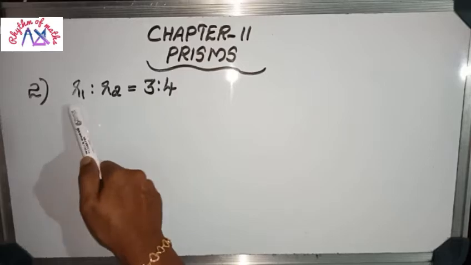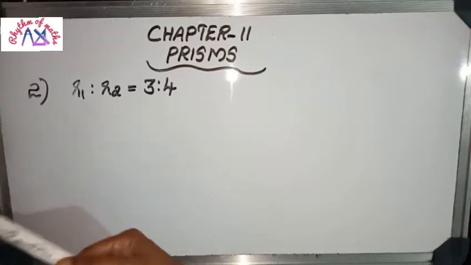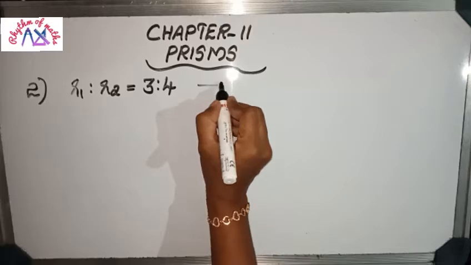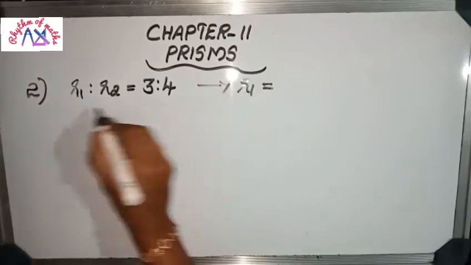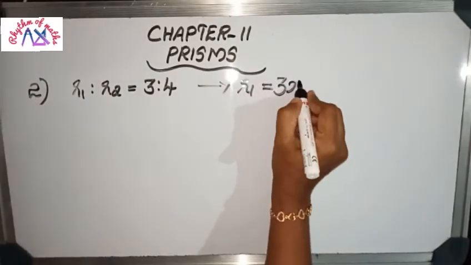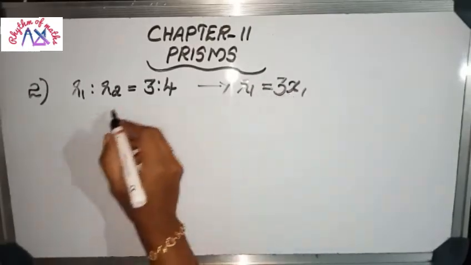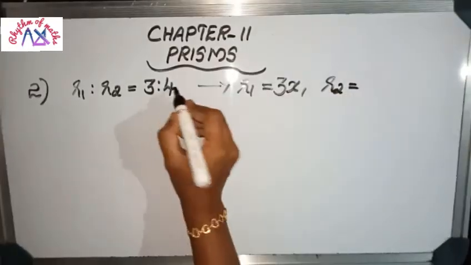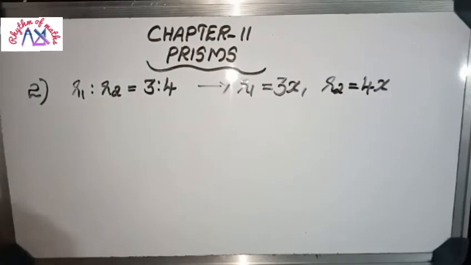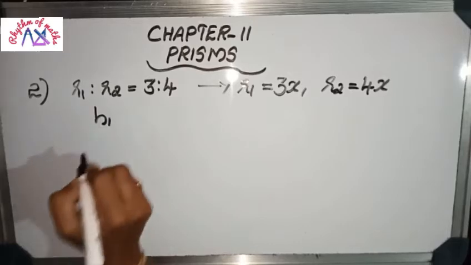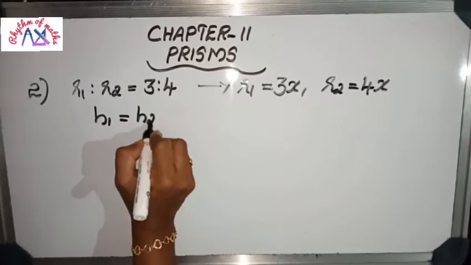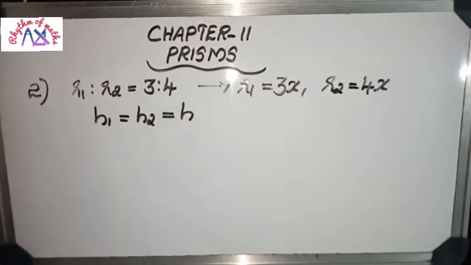R1 is the radius of the first cylinder, R2 is the radius of the second cylinder. Now from this we can write R1 according to the ratio as 3x. R2 equal to 4, so 4x. So R1 is 3x and R2 is 4x. It is given that the heights of these two cylinders are the same. So the first cylinder height h1 and second cylinder height h2 are both the same, that is h.